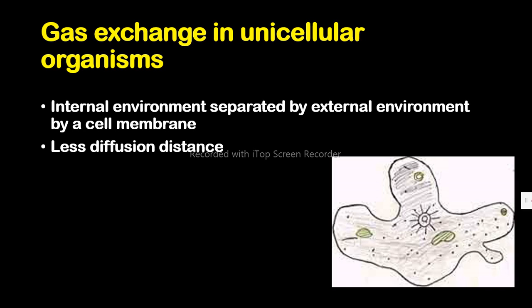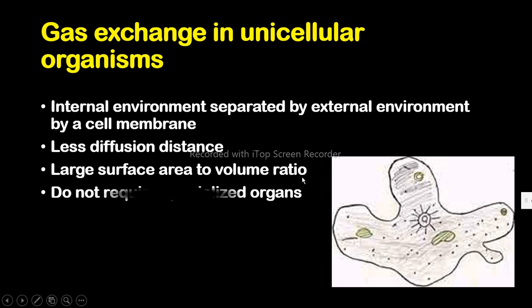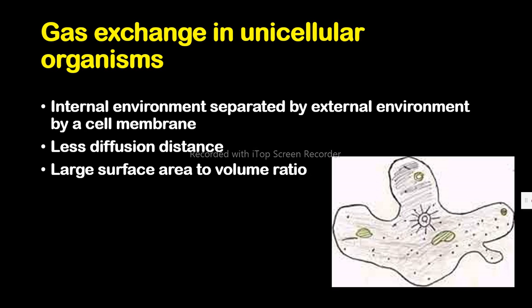They have a large surface area to volume ratio because they are very small. The smaller the organism, the larger the surface area to volume ratio. It's a ratio. And the larger the organism, the smaller the surface area to volume ratio. Most people make mistakes. They say small organisms have a large surface area for diffusion. Now that one is wrong.